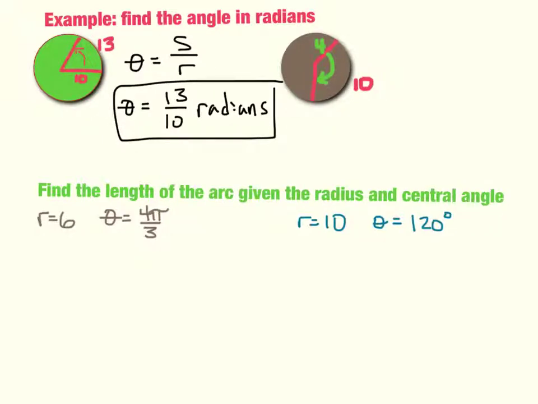Alright, in the second example, we have an angle that's going in a negative direction, so this theta is going to be negative s over r. So theta equals negative 10 over 4. That reduces, so my theta is negative 5 over 2 radians.